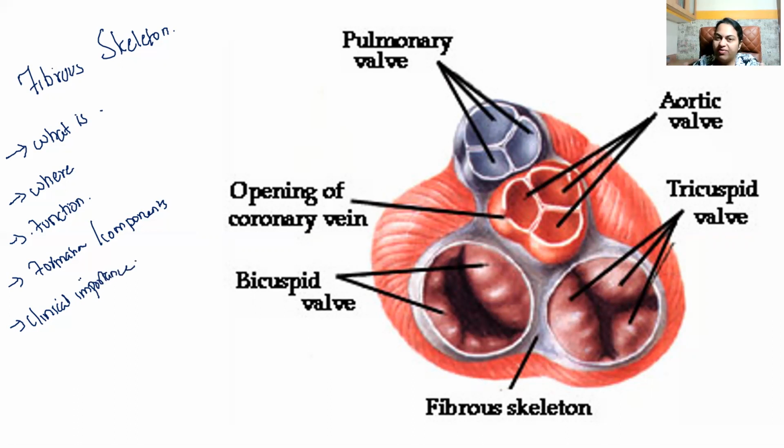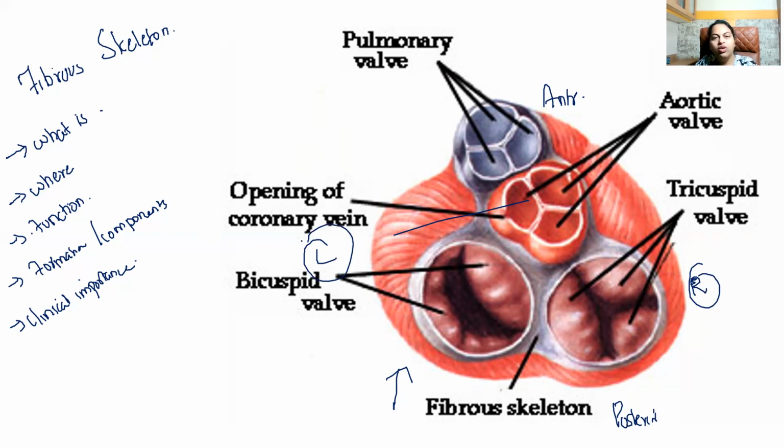Okay. So what is the fibrous skeleton? Where do you get to see the fibrous skeleton? What is the purpose of this fibrous skeleton? What are the components contributing to this fibrous skeleton? And clinical importance. So this is the one picture you'll get to see in all the textbooks for this topic. So can you get orientation to this picture? This is anterior. This is posterior. This is right, and this is left.